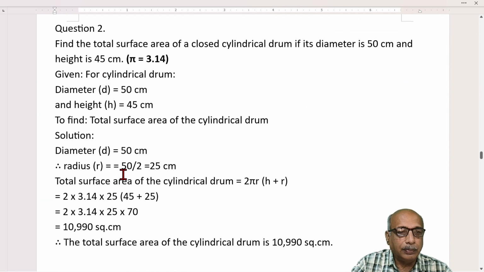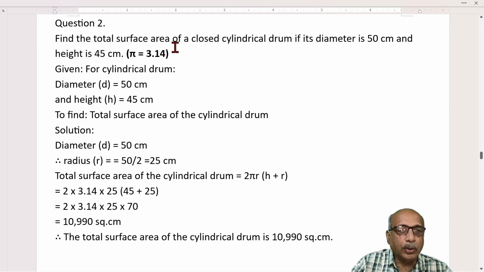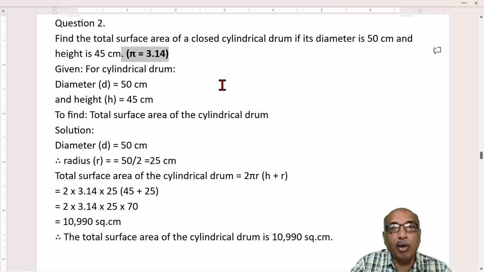Next problem, question 2. Find the total surface area of a closed cylindrical drum. Closed cylindrical drum means the drum is packed from the base, and from the top also a lid is put. If its diameter is 50 centimeter, instead of radius, diameter is given, and height is 45 centimeter. And one more thing, here the value of pi is given as 3.14.